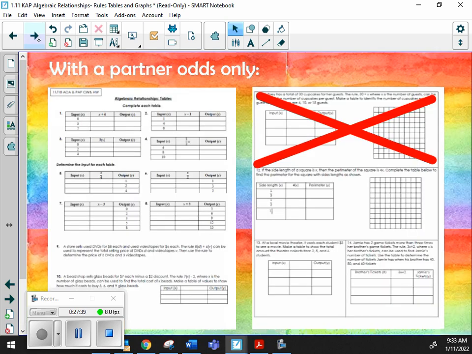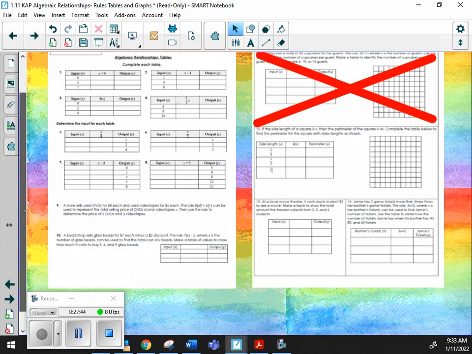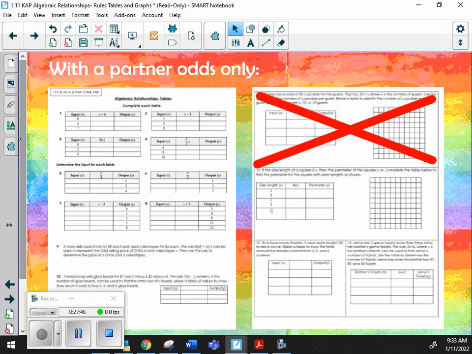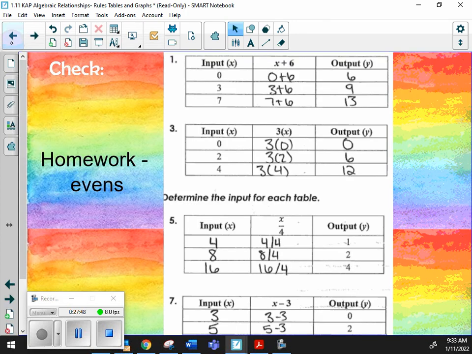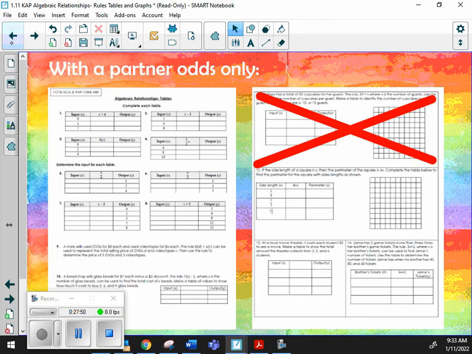With the partner, do the odds. Make sure you cross out this envelope here. Ready, set, math. We'll check it in a second. We're doing the odds only. At home, you can just check it on camera.